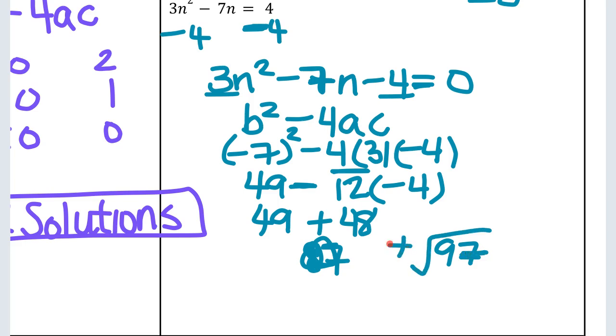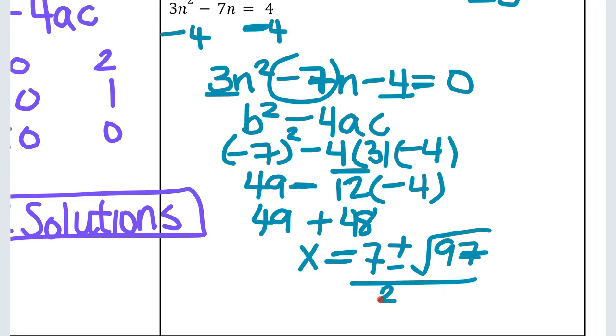The square root of 97 is preceded by plus minus. Preceding that would be the opposite of negative 7, positive 7. Equals x. Don't forget over 2 times a. a is 3. Therefore, our final answer would be 7 plus minus square root of 97 over 6.